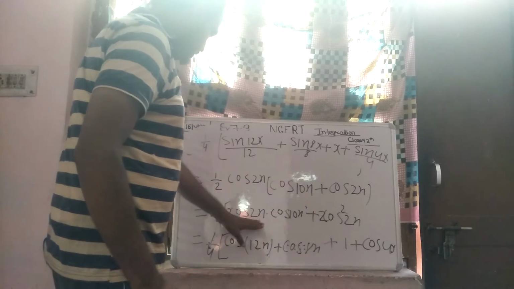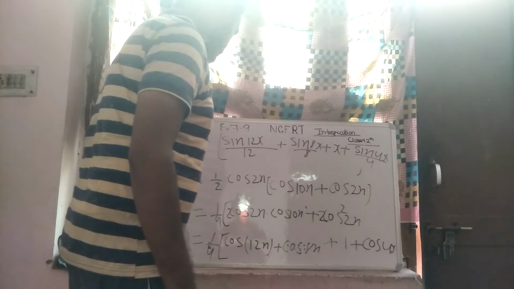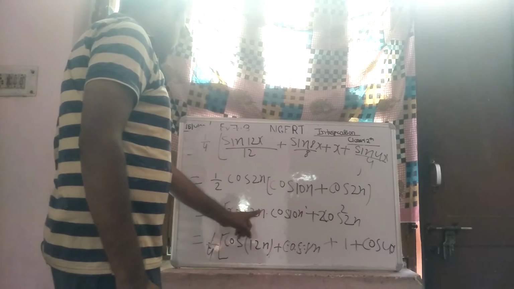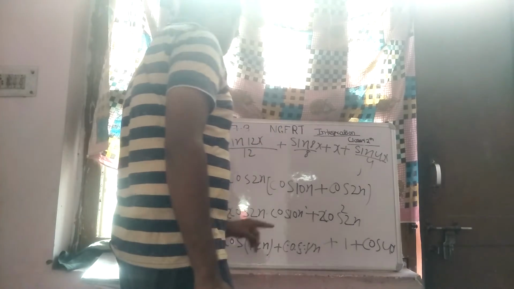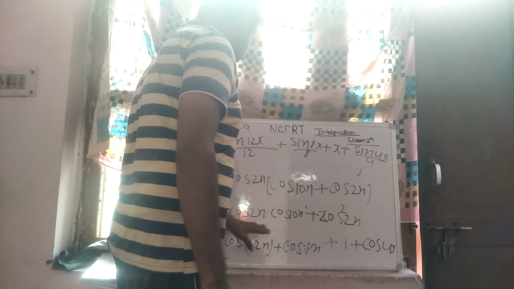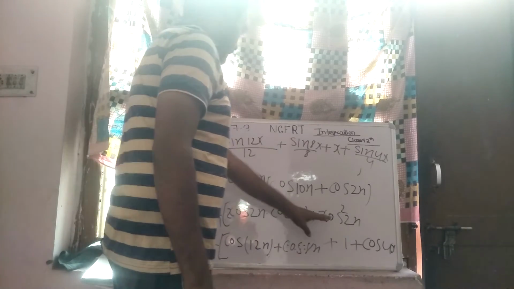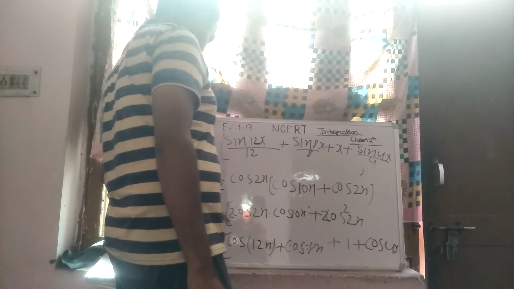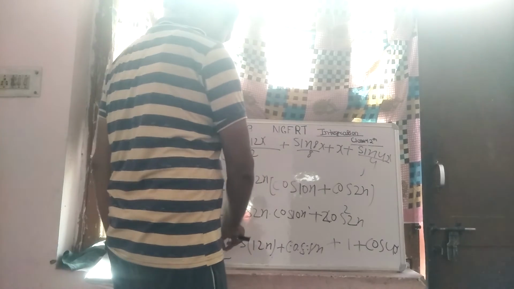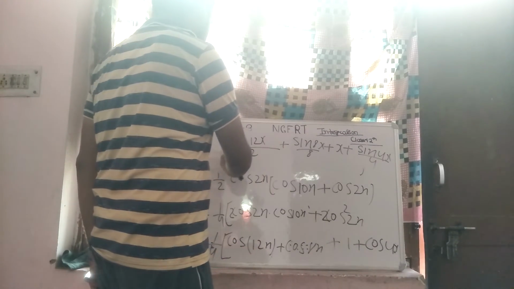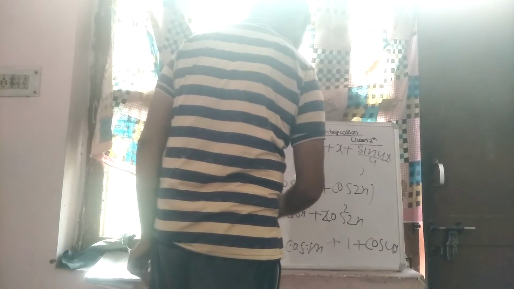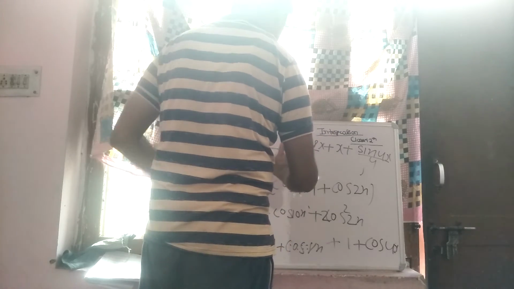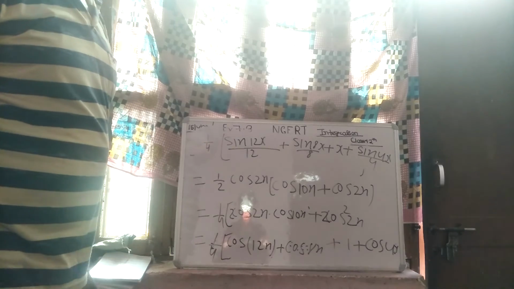We have to explain half cos 2x cos 10x. This is also 2 cos A into cos B, so cos (A plus B): 2x plus 10x is 12x, and 10x minus 2x is 8x. And 2 cos square x means 1 plus cos 4x. We also have to integrate. So 1 upon 4, and the term cos 12x gives sin 12x upon 12. The second term is cos 8x, so sin 8x upon 8, plus x, and also plus sin 4x upon 4.